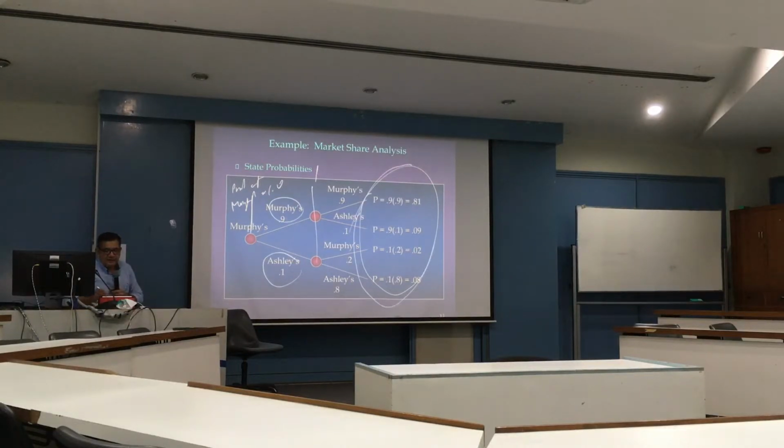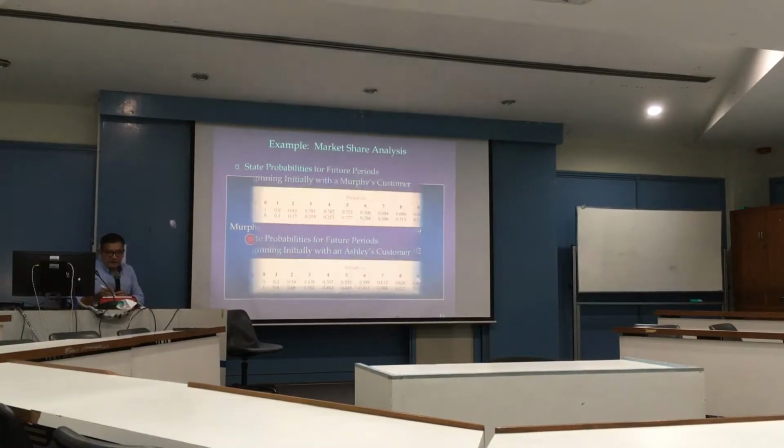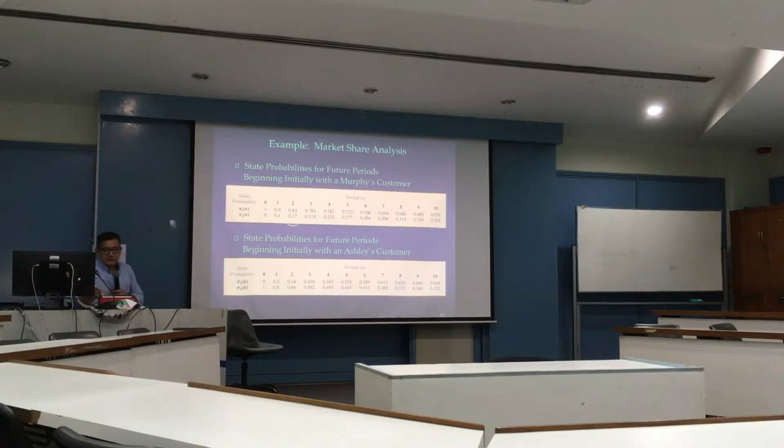How about this period? If we consider the probability of shopping at Murphy, we have this one and this one. Then you combine them together, and we can have 0.83. And the probability of shopping at Ashley, you have 0.09 and 0.08. You combine them, and you have 0.17. So that's why you have this.